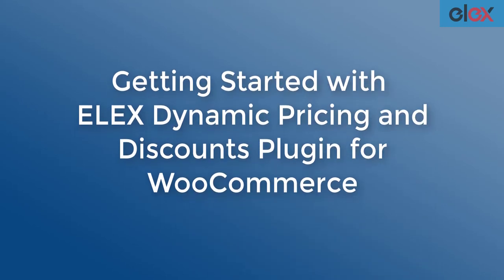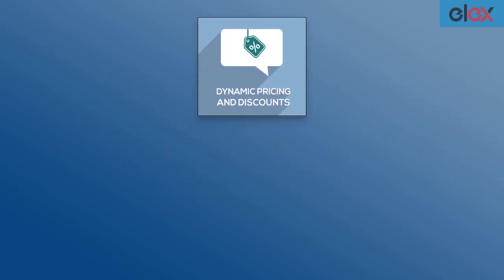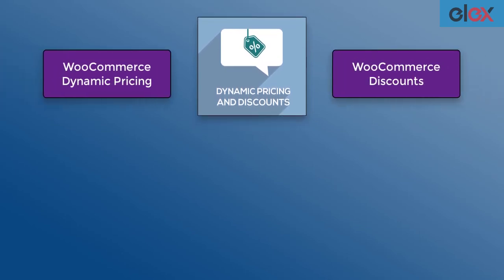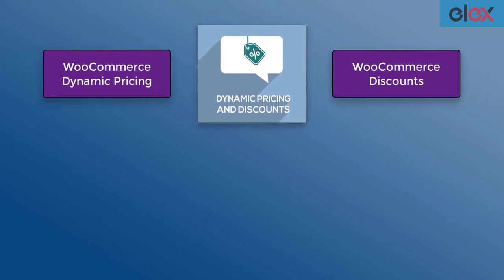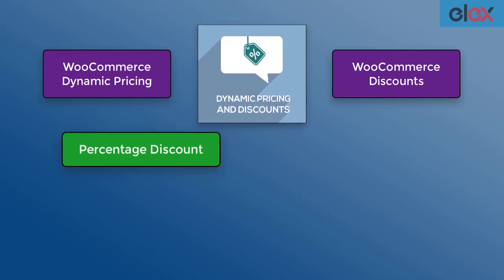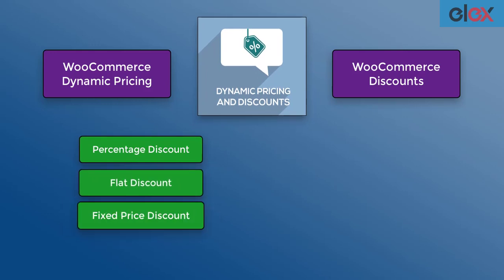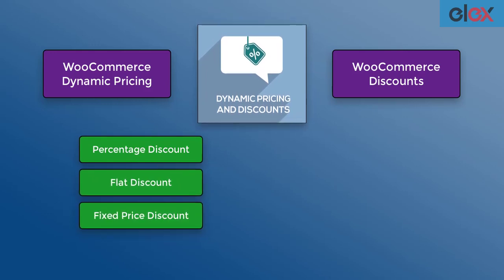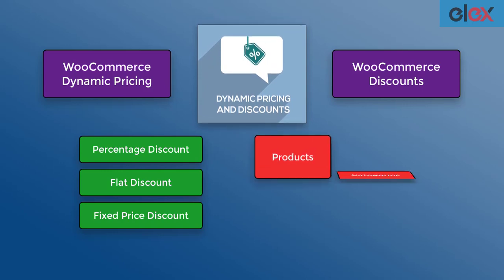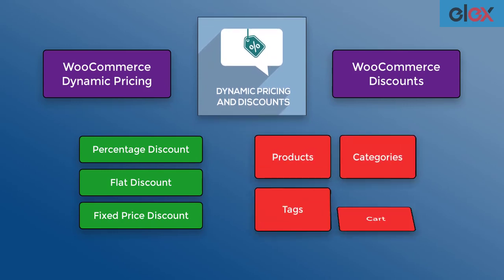This video tutorial will help you get started with ELEX Dynamic Pricing and Discounts plugin for WooCommerce. With this plugin, you can apply WooCommerce Dynamic Pricing and offer WooCommerce discounts on your store. The plugin has several powerful features that allow you to offer percentage discount, flat discount, and fixed price discount. You can apply discounts at products, categories, tags, and cart levels.